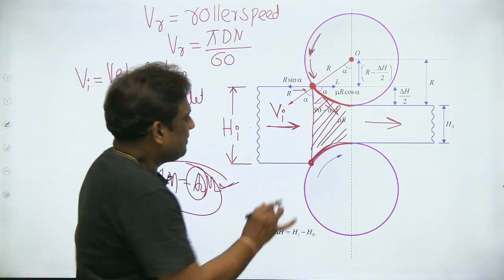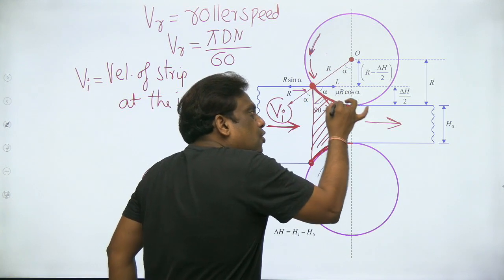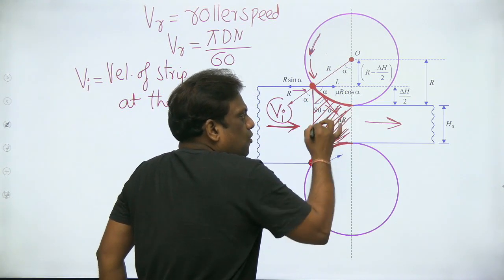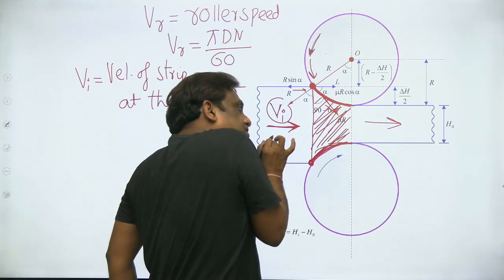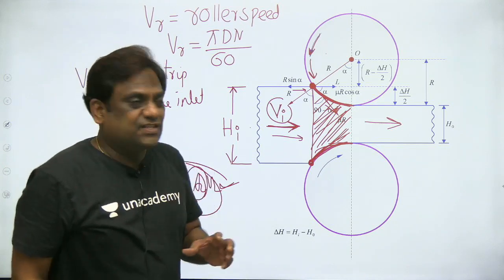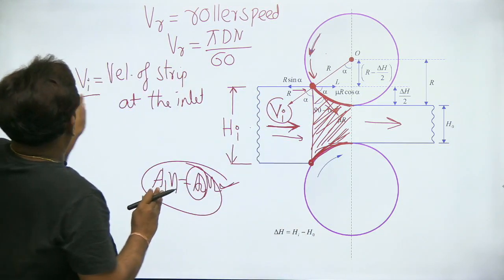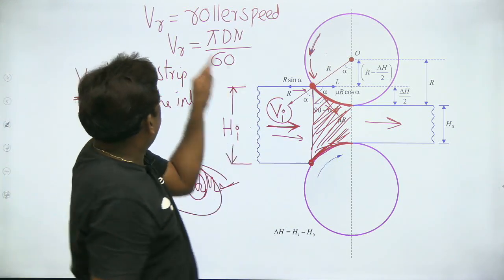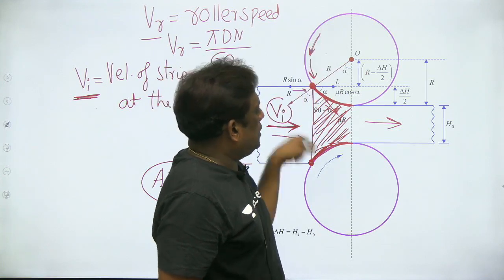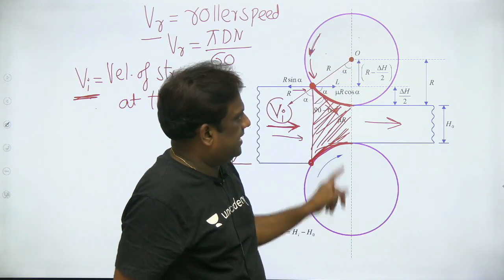This means that if the strip is entering at a velocity vi, as it moves through the converging zone, the work velocity increases. As soon as my strip goes inside, if vi is the initial velocity, don't get confused between VR and VI. VR is the constant roller speed. That doesn't change. Why? Its diameter is D, its diameter is D, its speed is constant.